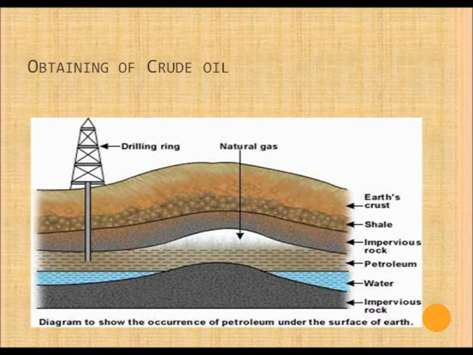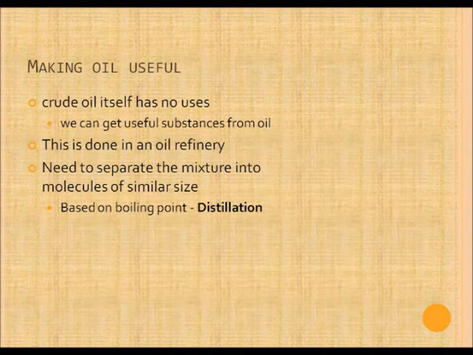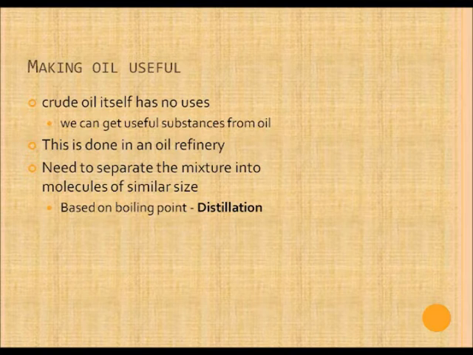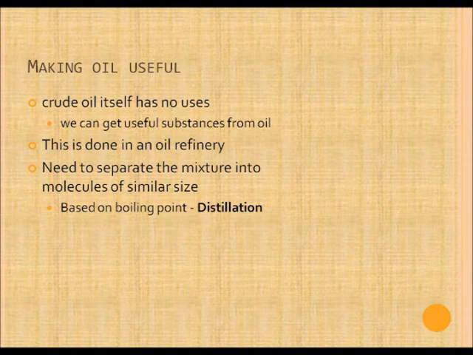Obtaining of crude oil. Basically the main source of the crude oil is the earth's crust. You can see the natural gas, and our natural gas is obtained from the different earth crust. Making oil useful: crude oil itself has no uses. We can get useful substances from oil. This is done in an oil refinery.